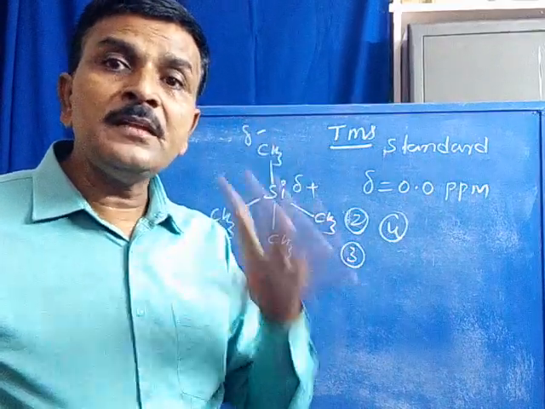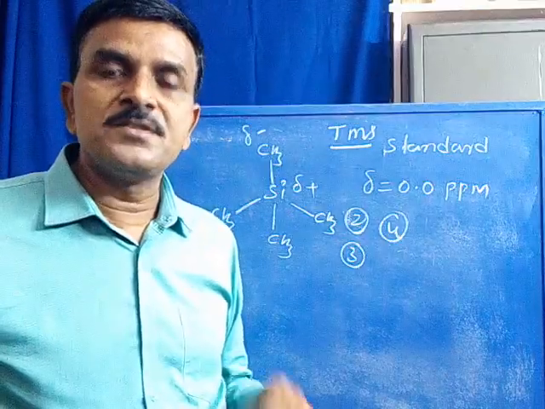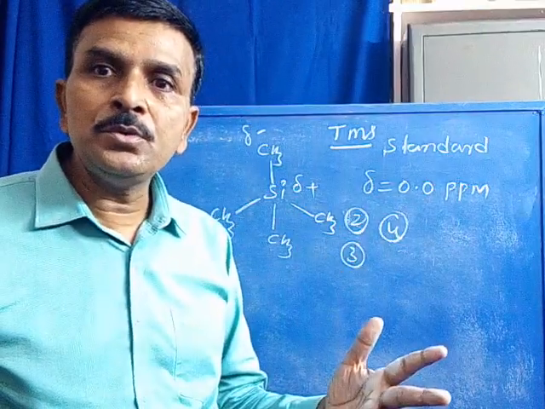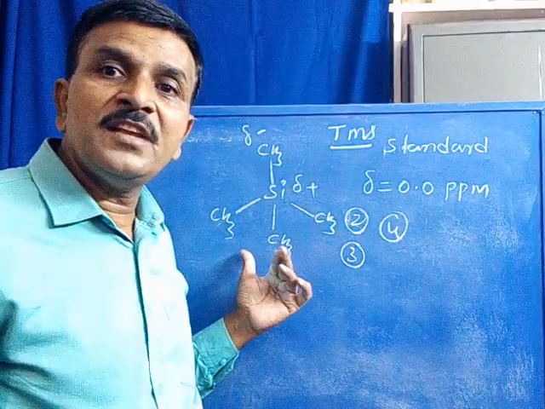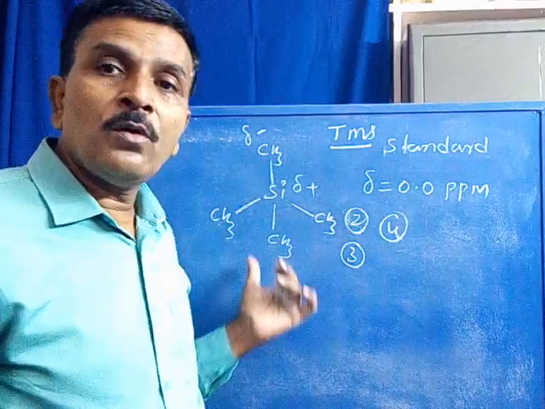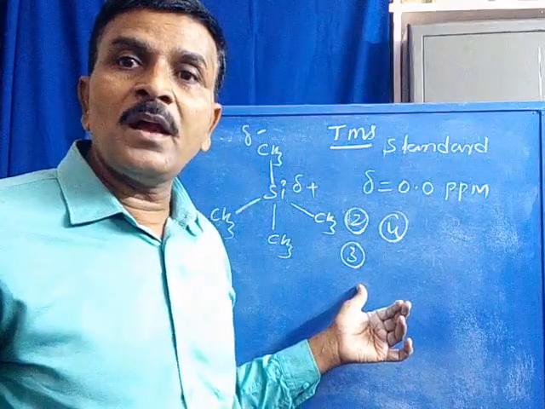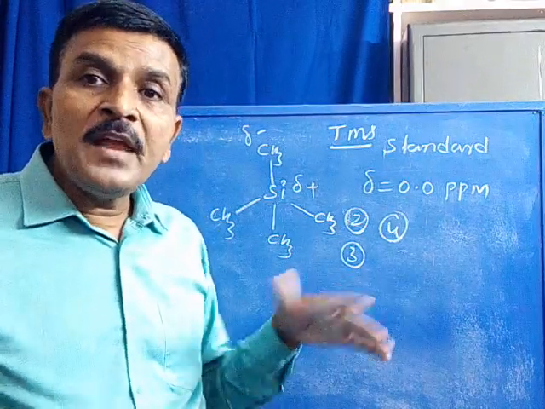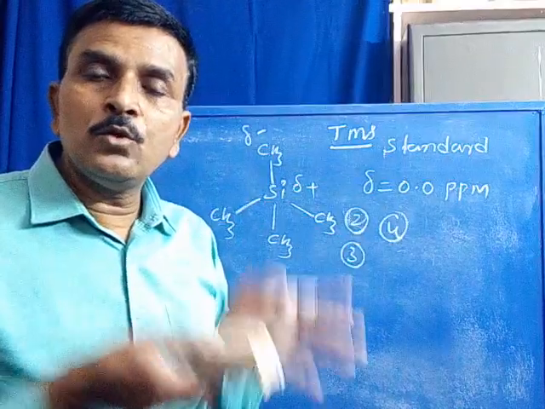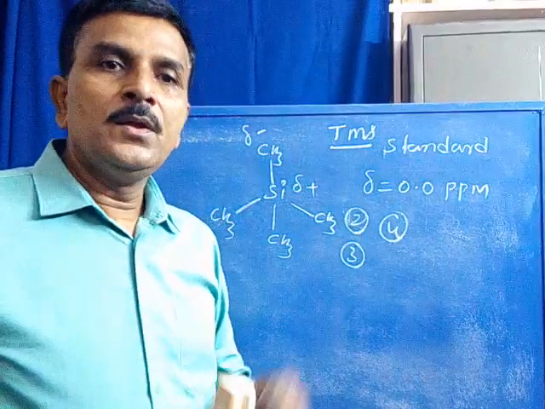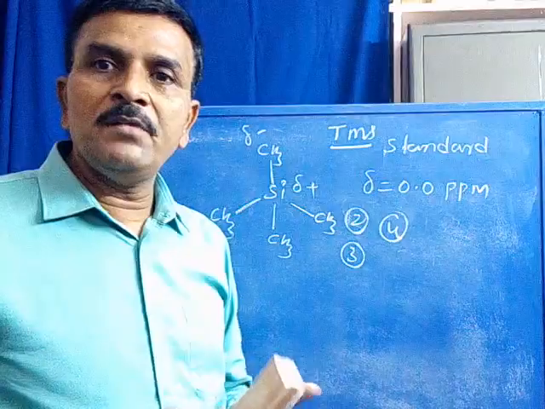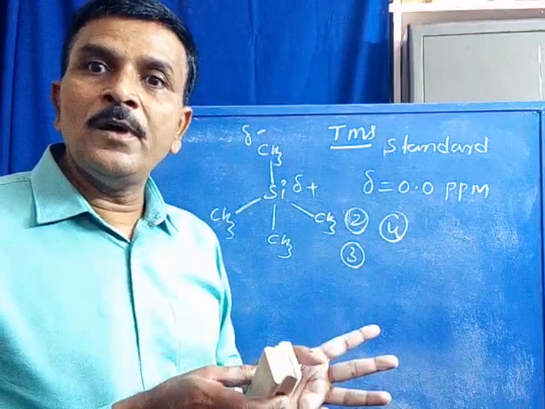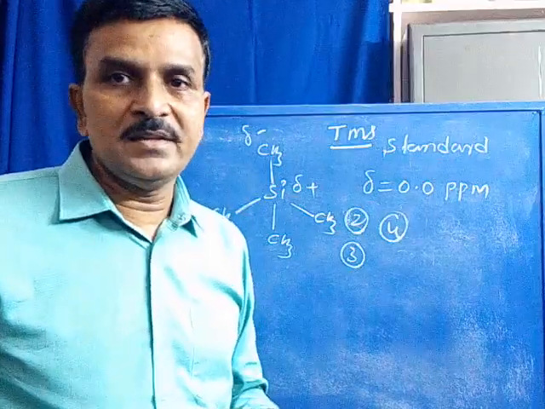Next, it is also soluble in organic solvents. The solubility of TMS in organic solvents is due to the presence of polar CH3 groups. There are 4 CH3 groups which are polar in nature, which make the whole molecule soluble in organic solvents. So ionic nature makes it soluble in water, and the polar CH3 groups make the whole molecule soluble in organic solvents.